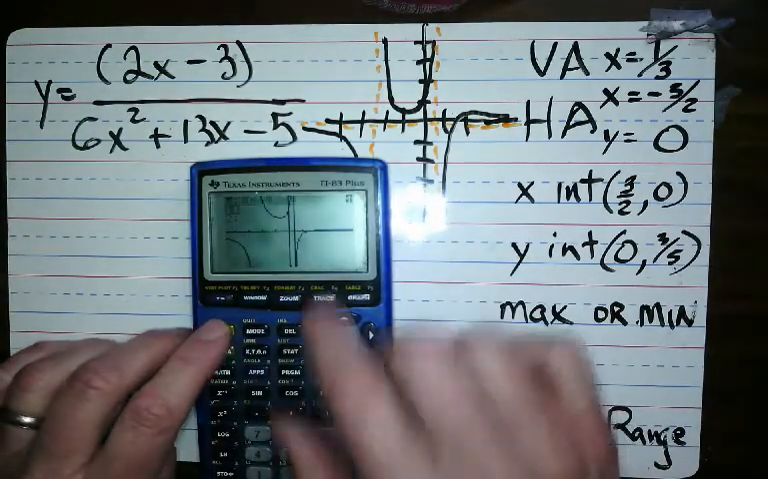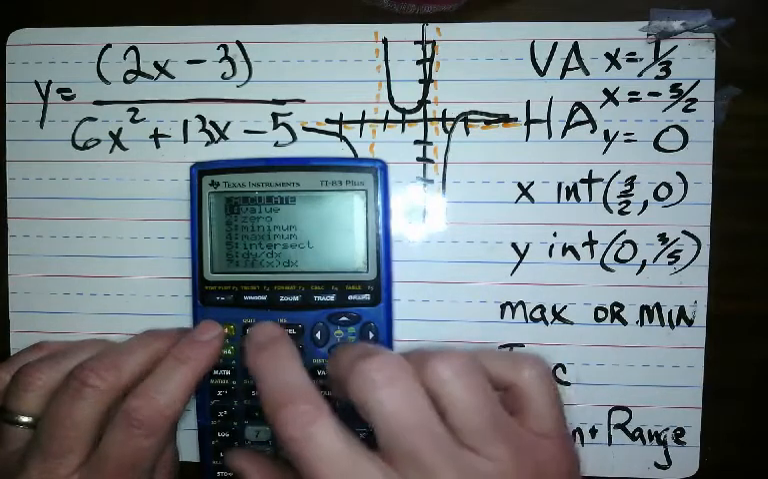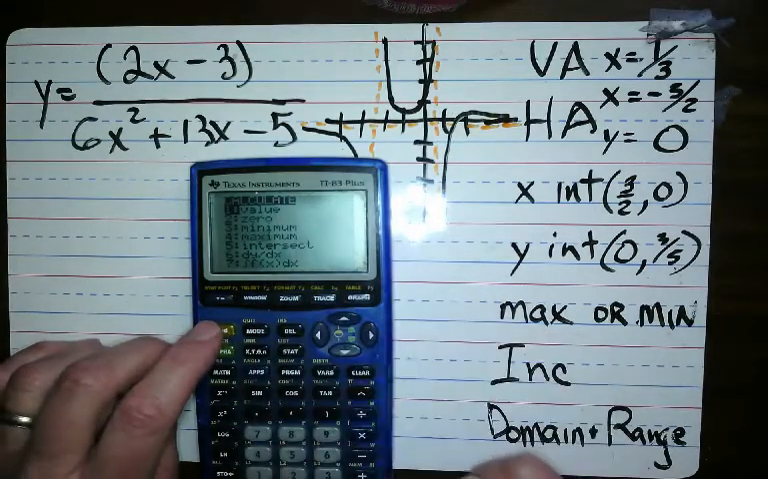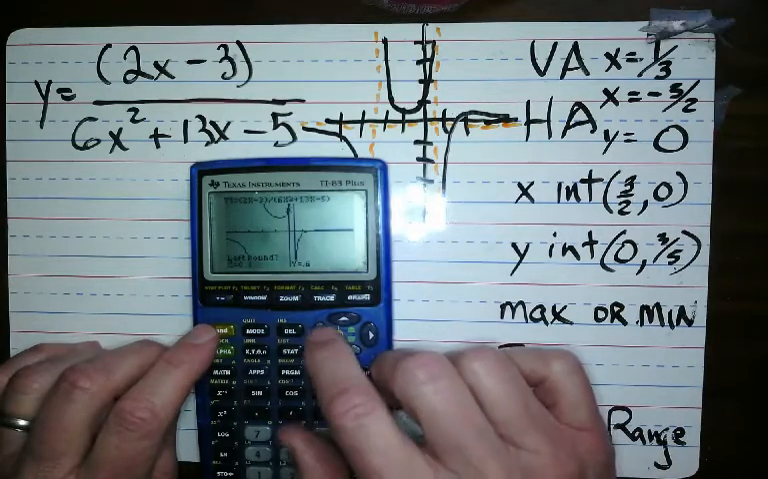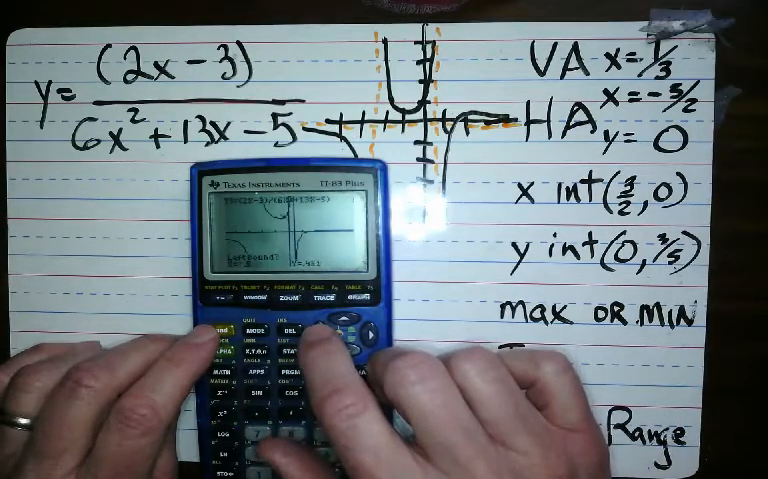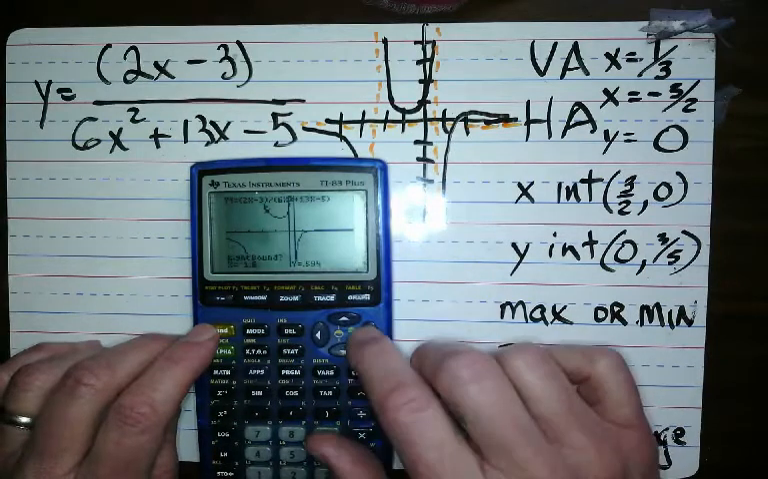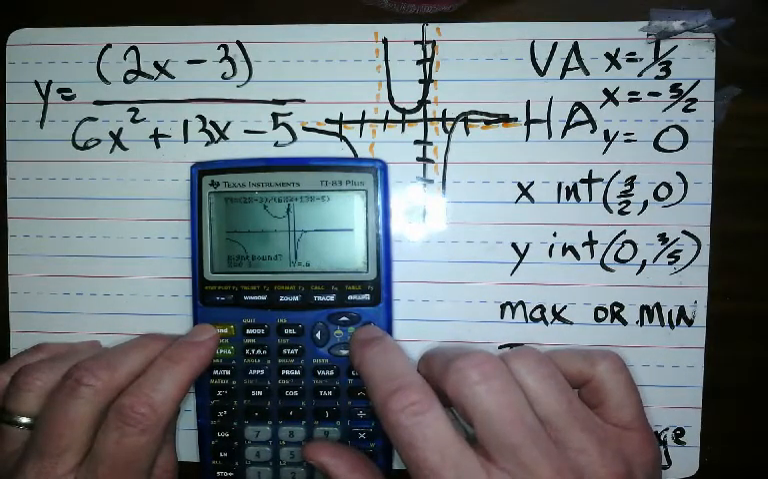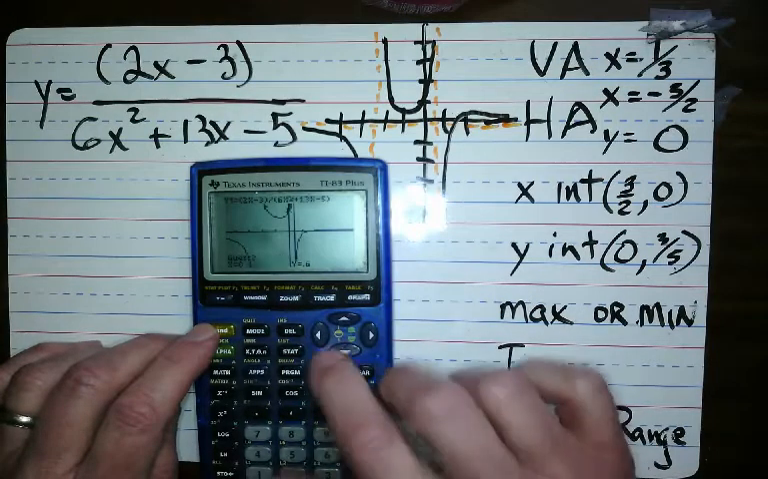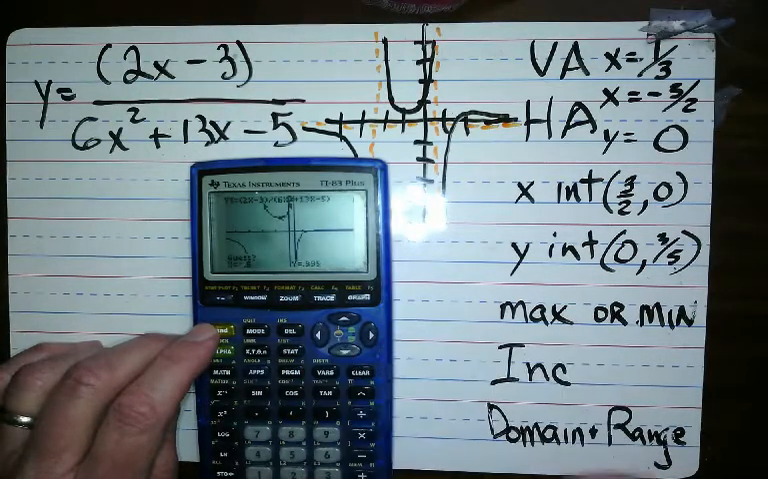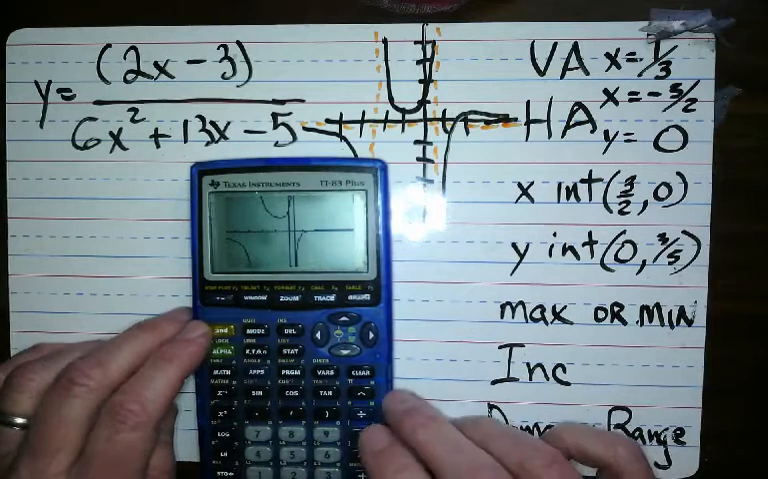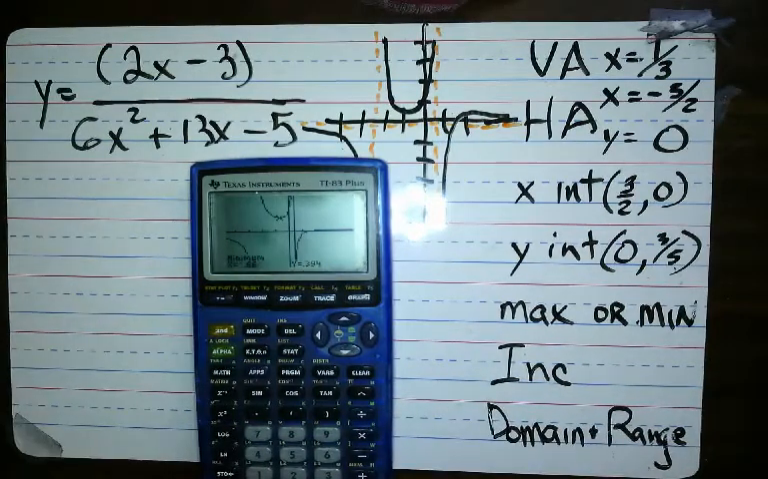I'm going to do the minimum. So I do second trace, go down to number 3. It says, where do you think it is? So you got to be on the left side of the bottom of the valley. So I'm going to say the left side is over here, right about there. Okay, boom. And then the right side is over here, right about there. Boom. And then where do I think it might be? Right about there. Boom.